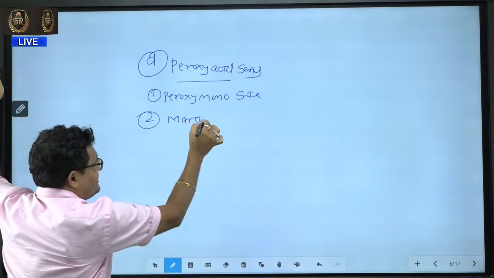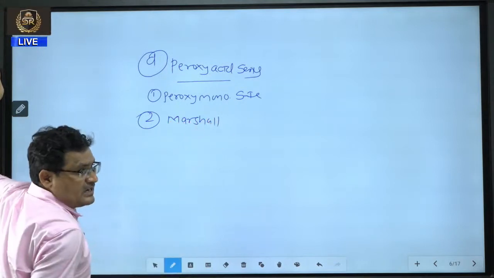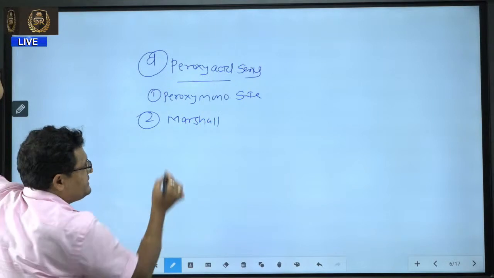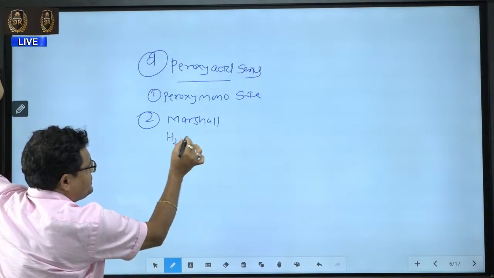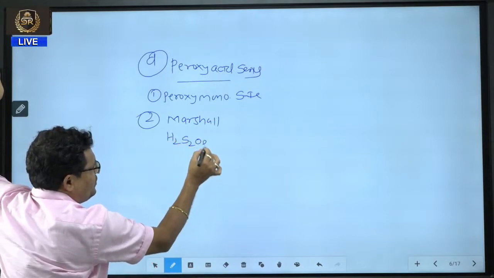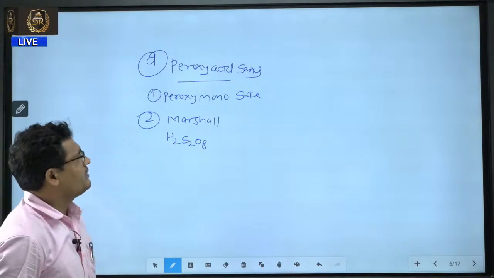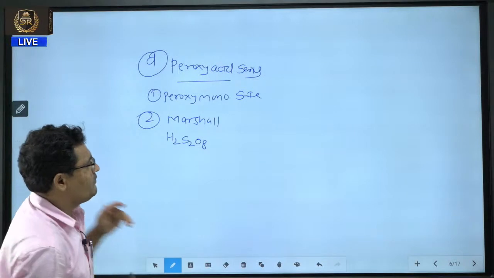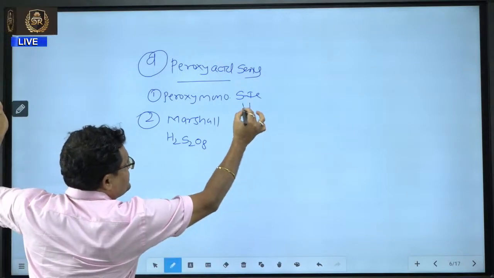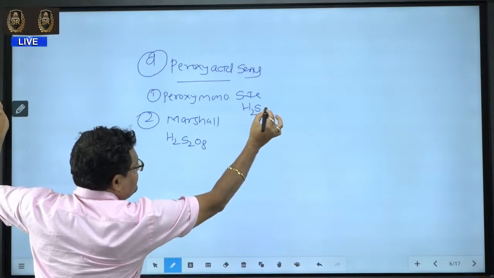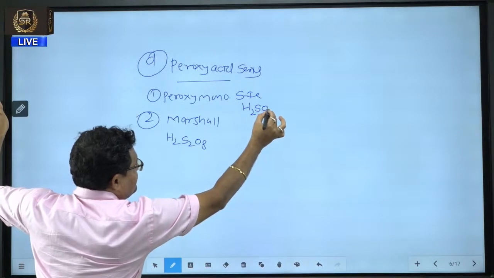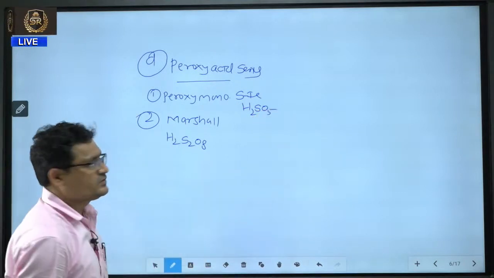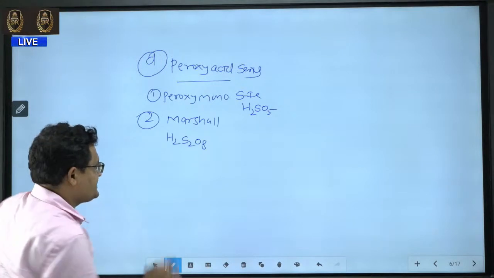The second one is Marshall's acid. Its formula is H2S2O8. Peroxymonosulfuric acid: its formula is H2SO5. Now let us discuss the first one.